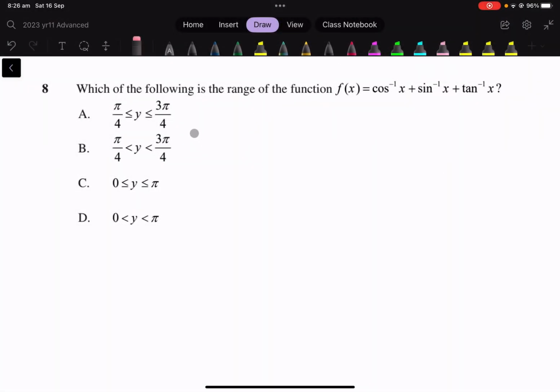This video was for just 2 questions that were asked. This is the first multiple choice question that was asked, and we wanted to find the range. Which of the following would be the range of the following function?